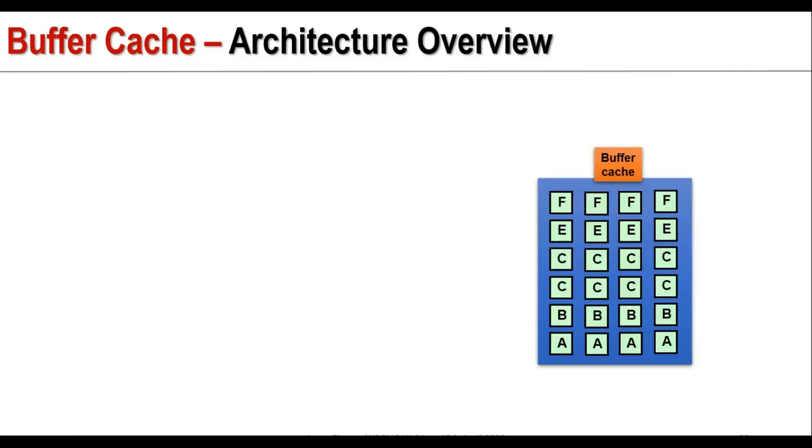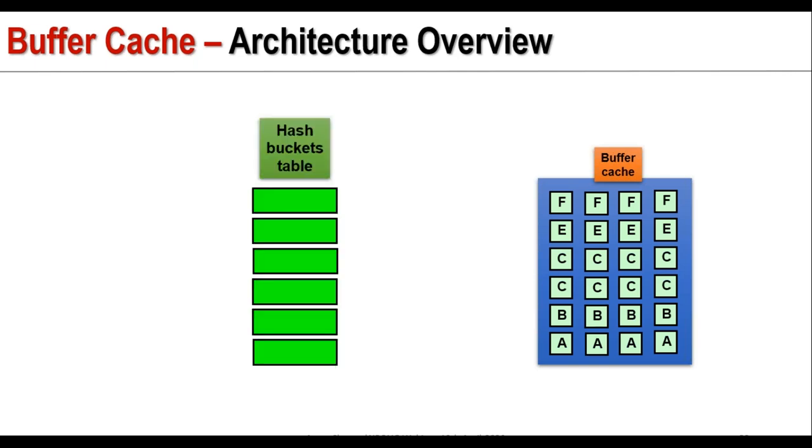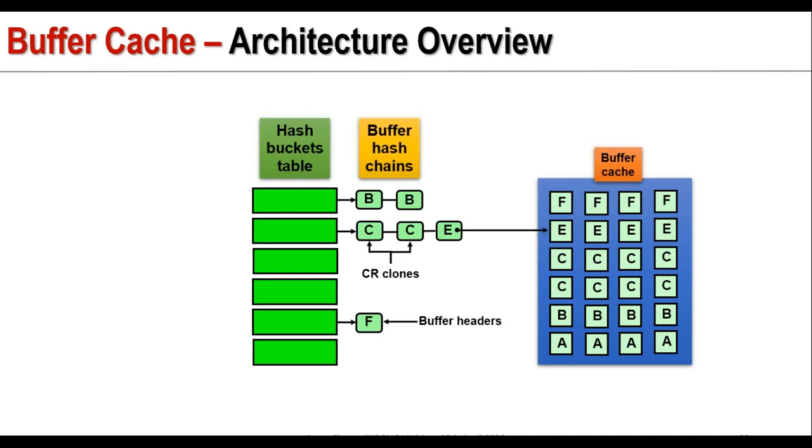So this is how it is going to look. You have a buffer cache, which has many, many buffers inside. Now, these buffers are going to be held in a hash bucket table. This hash bucket table is going to have the hash chains available for you. And you do notice that within the hash chains, the buffer headers are actually available. If you have created the CR copies for your particular buffers, they are going to be available also.